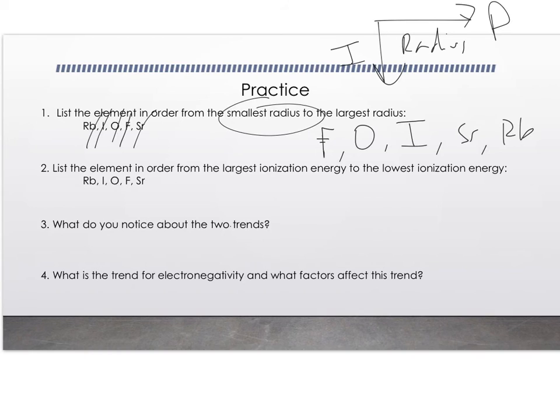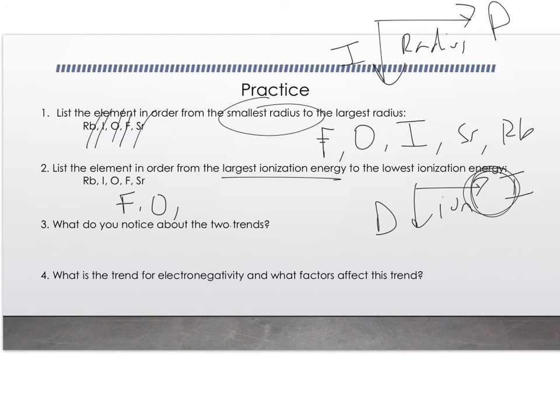Now we need to list the elements in order from the largest ionization energy to the lowest. So ionization energy, as we go down a group, it's going to decrease, and as we go from left to right, it's going to increase. That's because it has the opposite trend of our radius. So then the largest ionization energy is going to be in the upper right-hand corner. So fluorine would have the largest ionization energy.